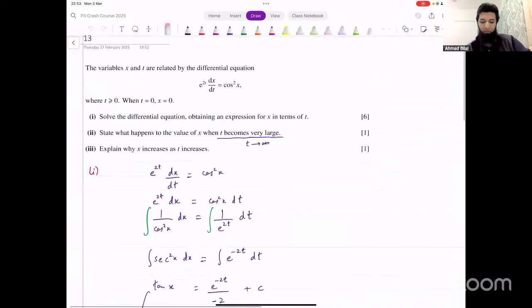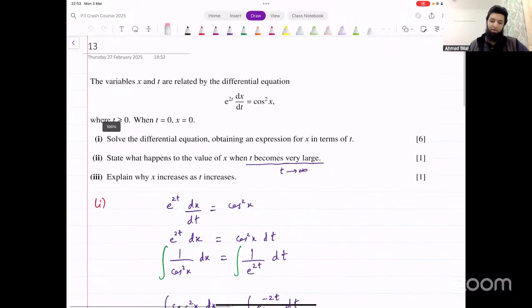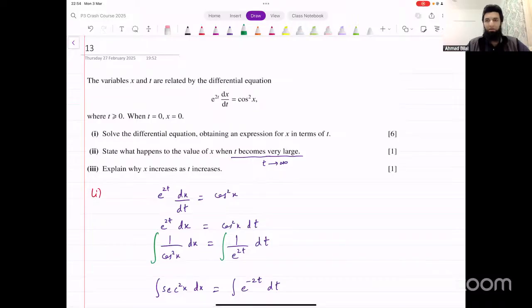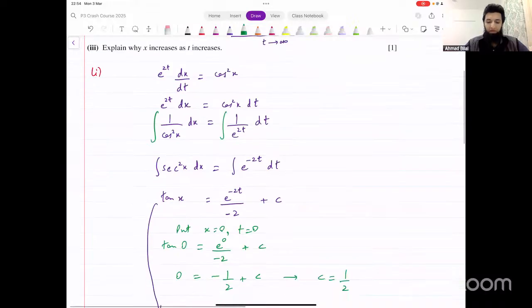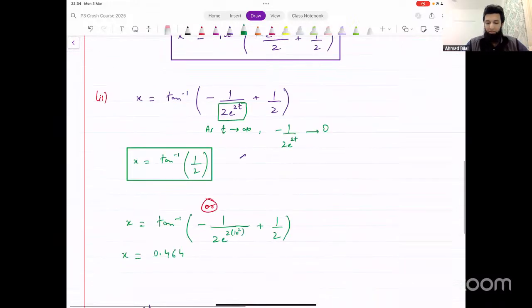Then you will see questions in which they ask you, after solving a differential equation, what happens to a variable when another variable becomes very large or very small. Very large means what happens to the variable when it goes towards infinity. And very small means what happens to the equation when the variable becomes almost zero, right? We looked at those examples.